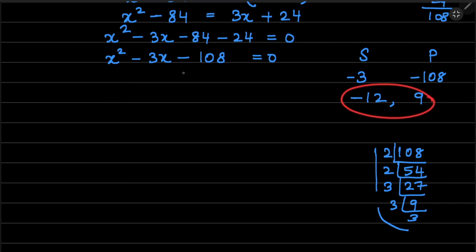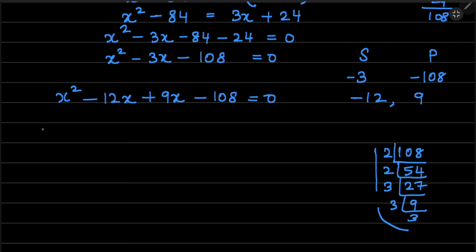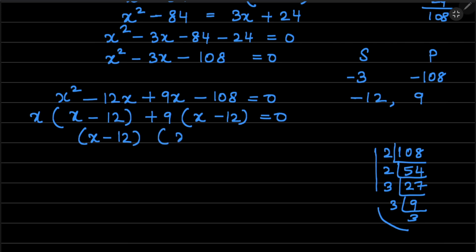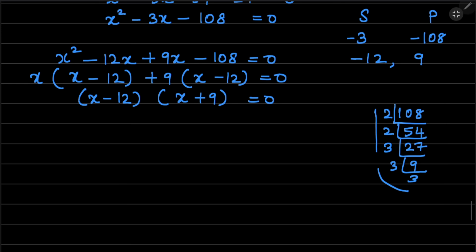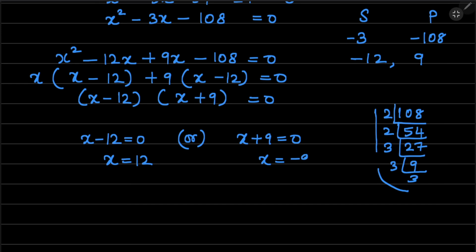So these are the two values for your middle term splitting, right? So I'm just going to replace minus 3x with minus 12x plus 9x minus 108 equal to 0. Take x common. So you have x minus 12 plus 9 common, x minus 12 equal to 0. So one of the factors is x minus 12, the other factor is x plus 9. Okay, and using the zero product property, either x minus 12 equal to 0 or x plus 9 equal to 0. So here x is equal to 12 and here you have x equal to minus 9.